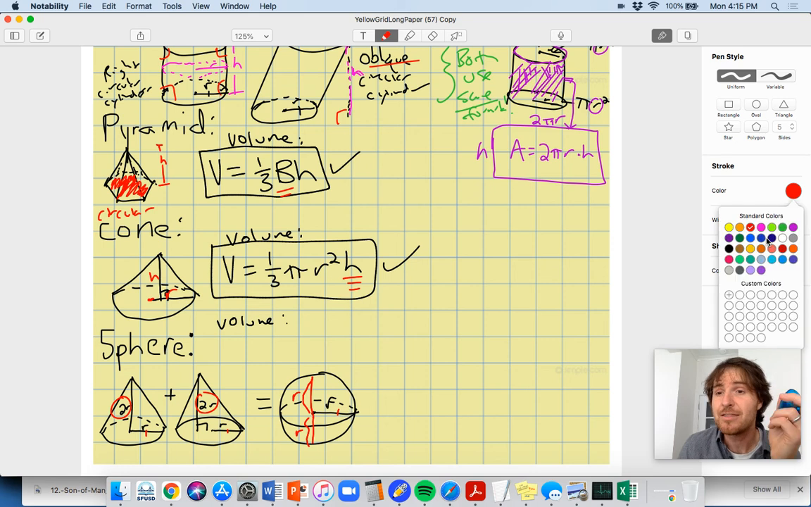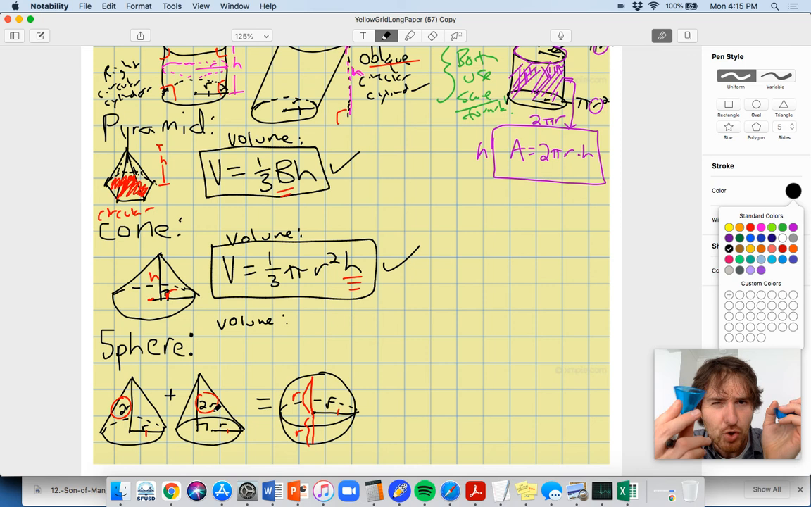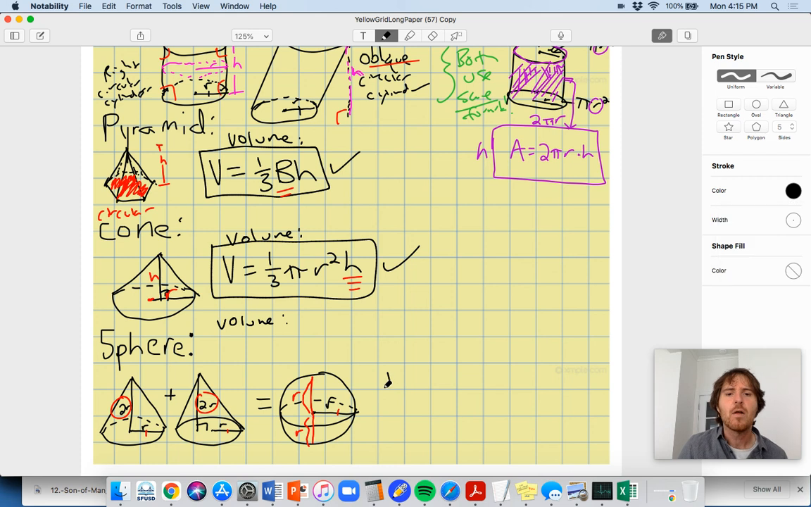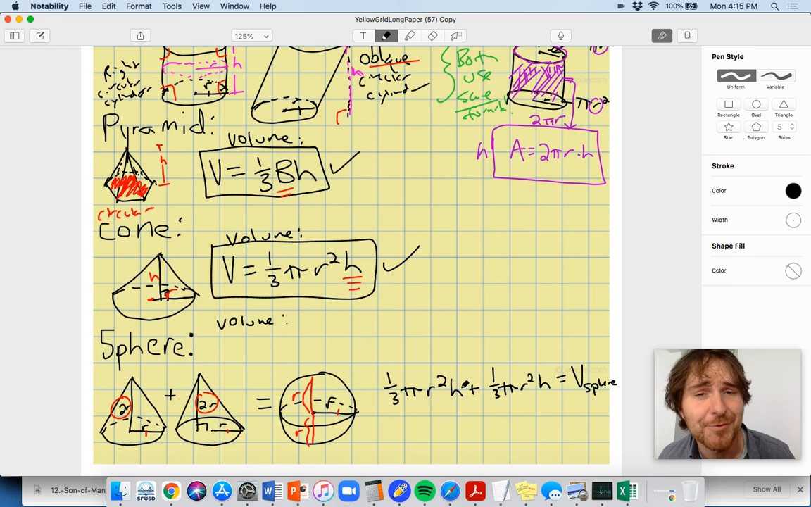Anyways, mathematically, algebraically, if we accept that we can pour 2 of these cones into the sphere, as we saw, and it worked perfectly, it looked wonderful there. If we accept that, we can simply add 1/3 pi r squared h plus 1/3 pi r squared h together to become the volume of the sphere. So we can generate a formula for the volume of the sphere here. Am I ready to add these together?